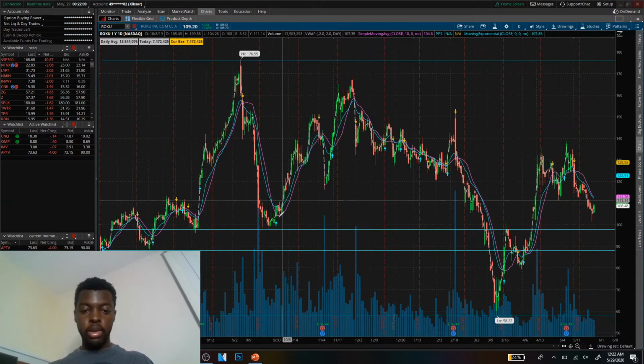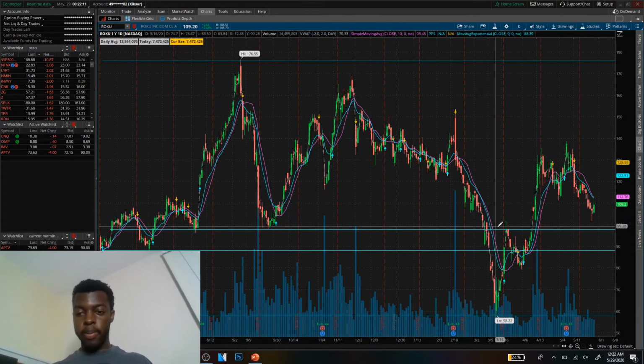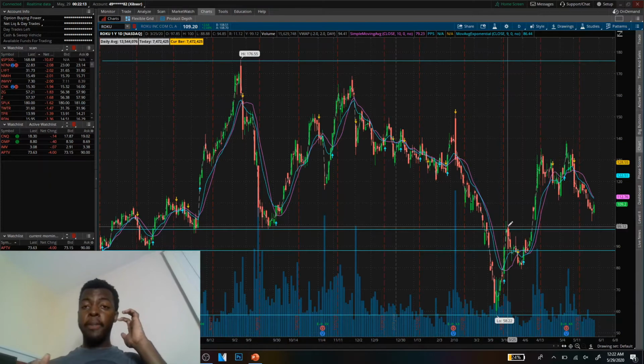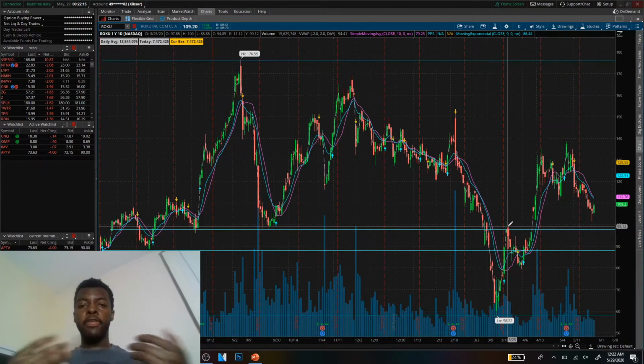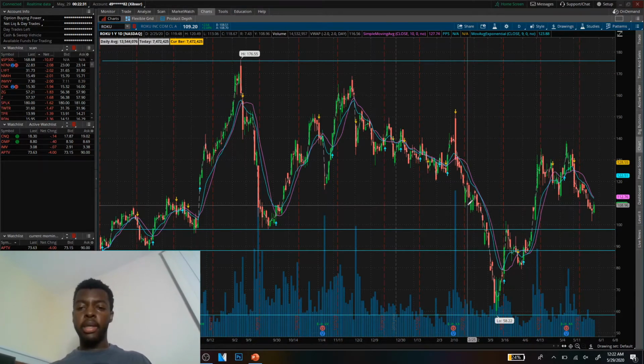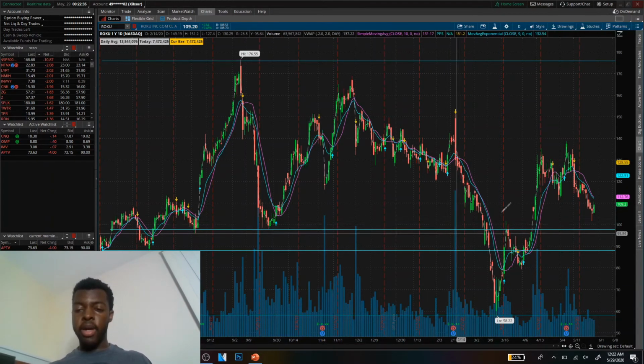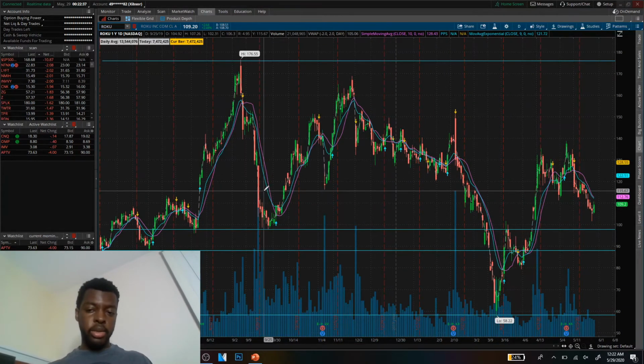So 1, 2, 3. And a lot of people struggle with this because they feel as though it has to be super perfect, super textbook. These are just key levels of interest where we're seeing the market react. So it doesn't have to be perfectly lined up. We just want to know that this area is of interest to us, and we may want to be taking trades around this area. So we know this key area is very interesting to us.